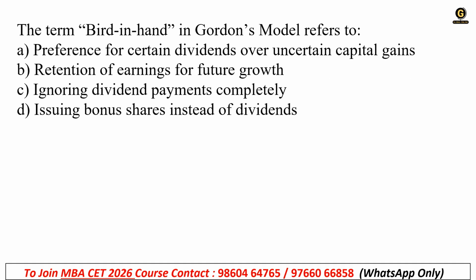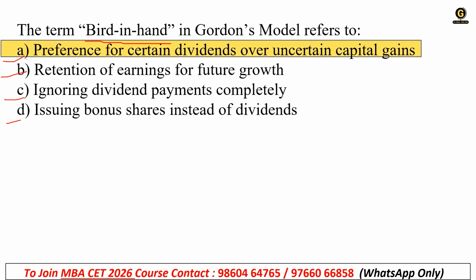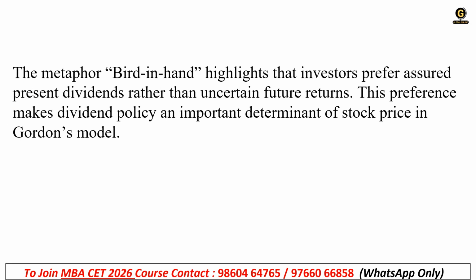Next question. The term bird in hand in Gordon's model refers to: A. Preference for certain dividends over uncertain capital gains. B. Retention of earnings for future growth. C. Ignoring dividend payouts completely. Or D. Issuing bonus shares instead of dividends. The answer is option A, preference for certain dividends over uncertain capital gains. That is your bird in hand. The metaphor highlights that investors prefer assured present dividends rather than uncertain future returns.